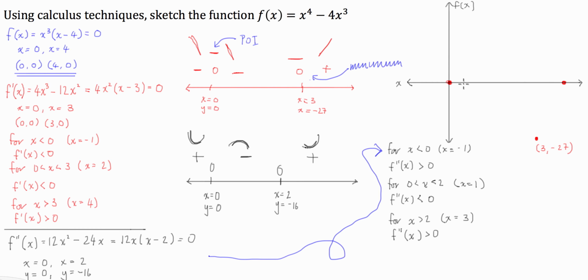We know that there's going to be another 0 gradient here. And what we can get from the second derivative is we know that there's going to be a point of inflection at 0, 0. So there's a point of inflection here as well as 0 gradient. And there's a point of inflection at 2, which is going to be here, and negative 16, which we will put there. So this one here, we'll just write it in. This is 2, negative 16.